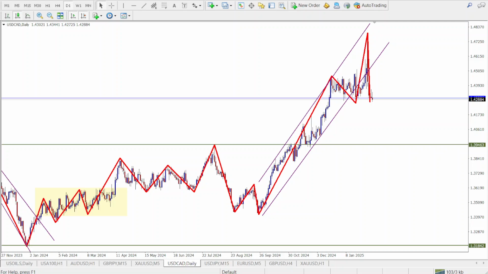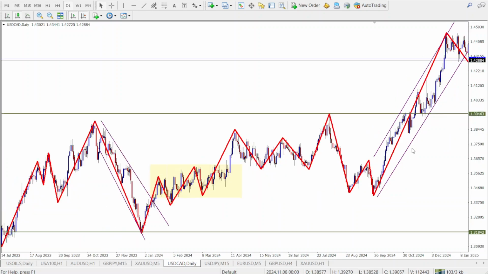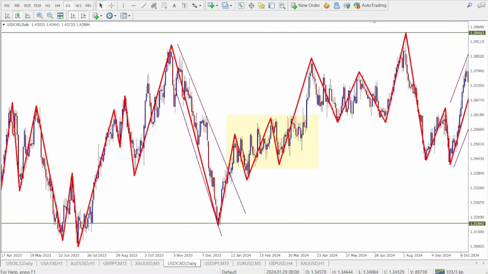So now that you can identify swing highs and lows, how do you use them in your trading strategy? First is trend identification. You can use swing highs and lows to determine if you should be buying, selling, or sitting on the sidelines. Buying if it's in an uptrend, selling if it's in a downtrend, sitting on the sidelines if it's in a sideways market.